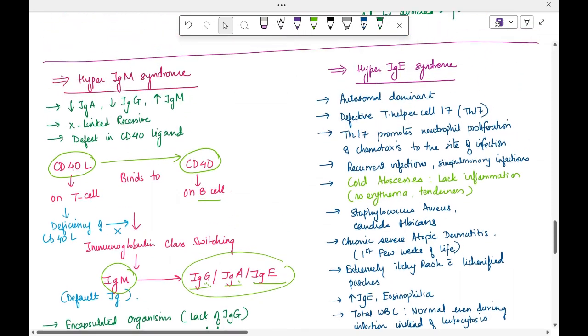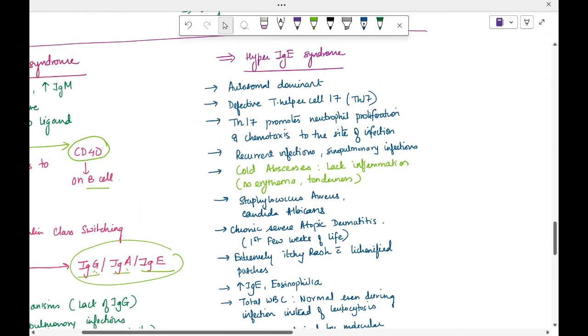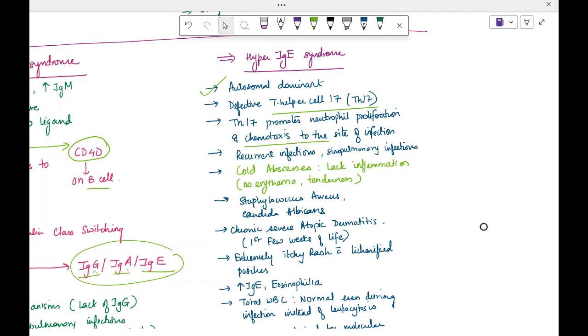The next one is the hyper IgE syndrome. Now this is autosomal dominant. There is a defect in the T helper 17. In hyper IgM syndrome, there is a deficiency of CD40 ligand, which is on the T cell. Here also there is a problem with the T cell, that is the T helper 17. Now, what is the significance of this T helper 17? It is actually promoting neutrophil proliferation and chemotaxis to the site of infection.